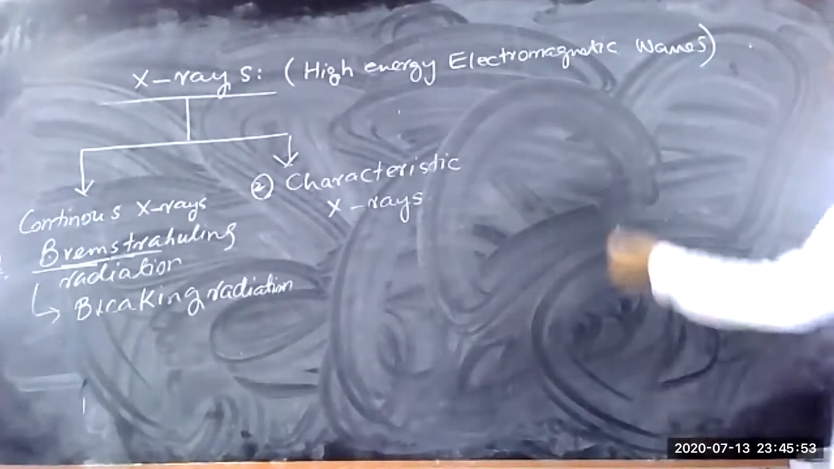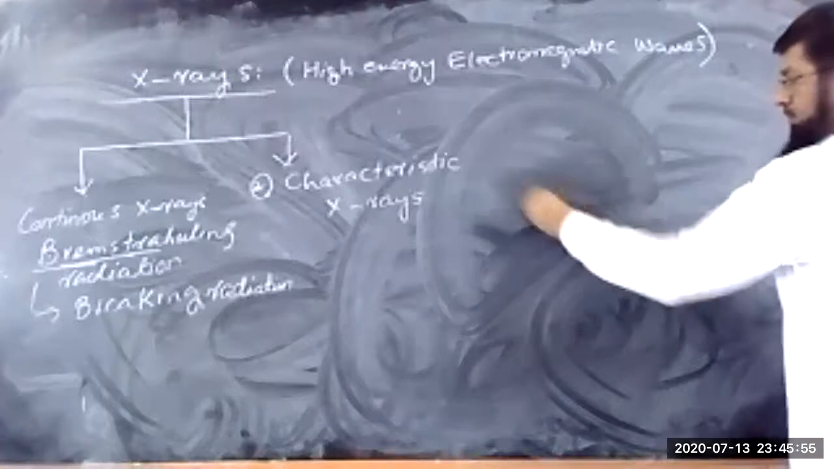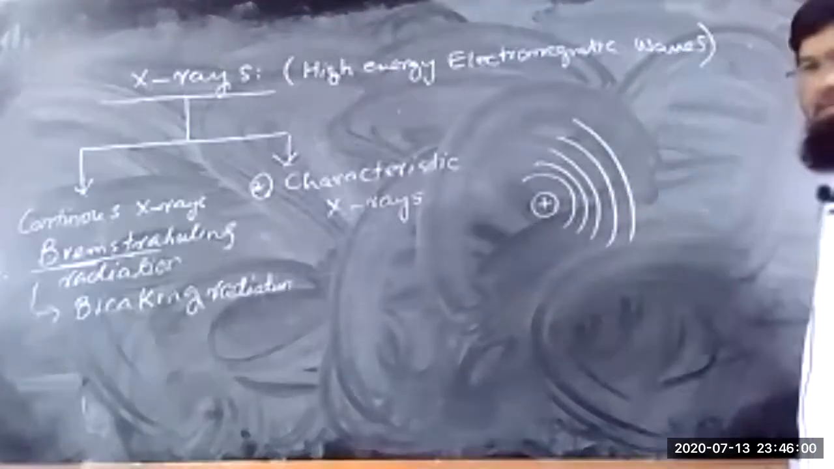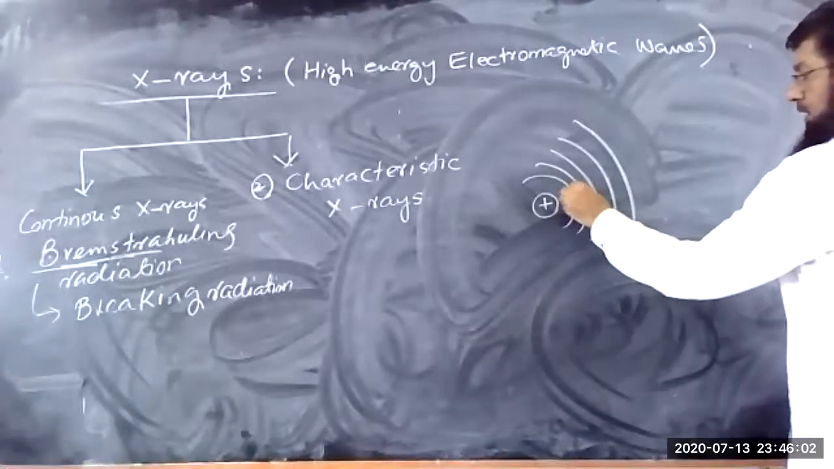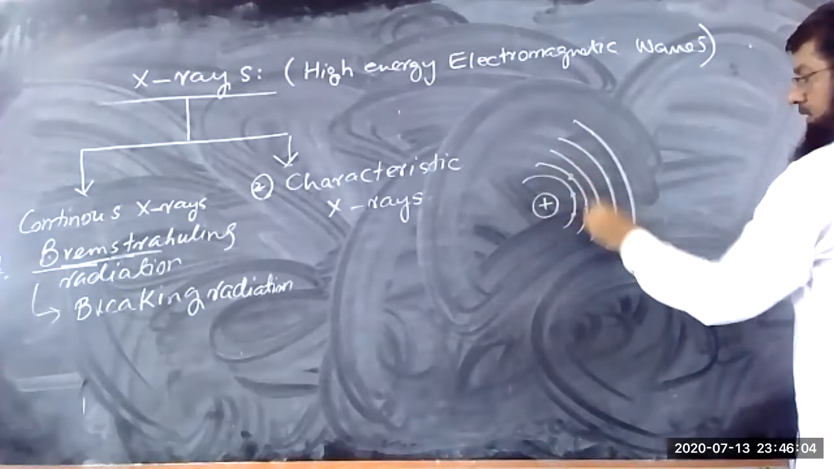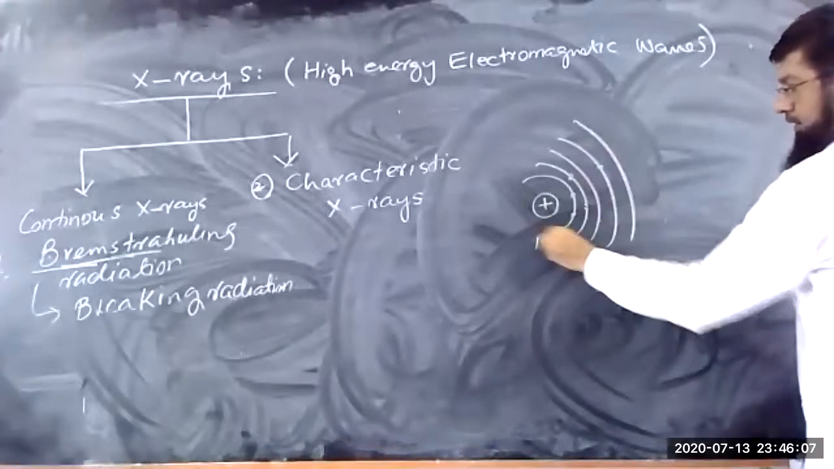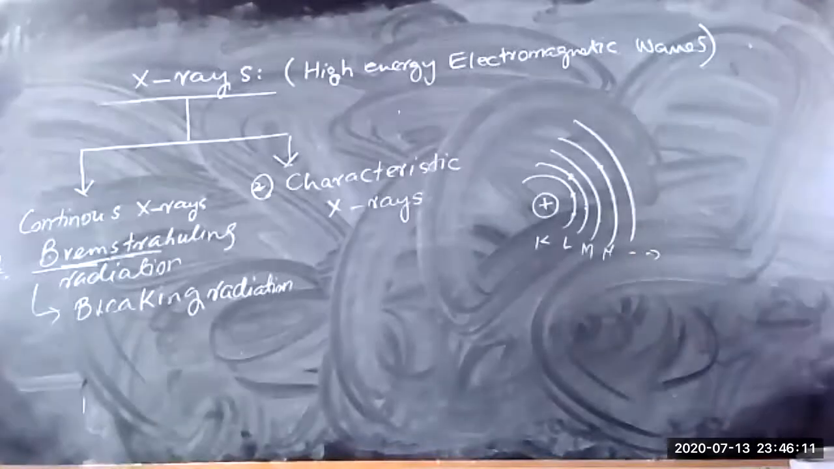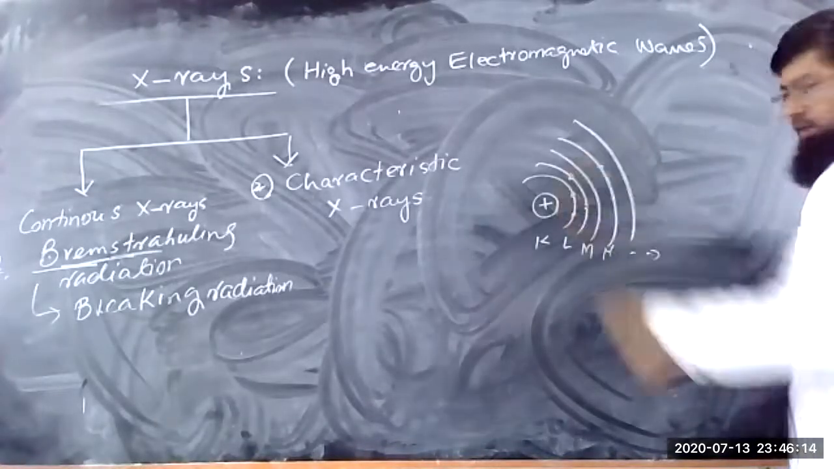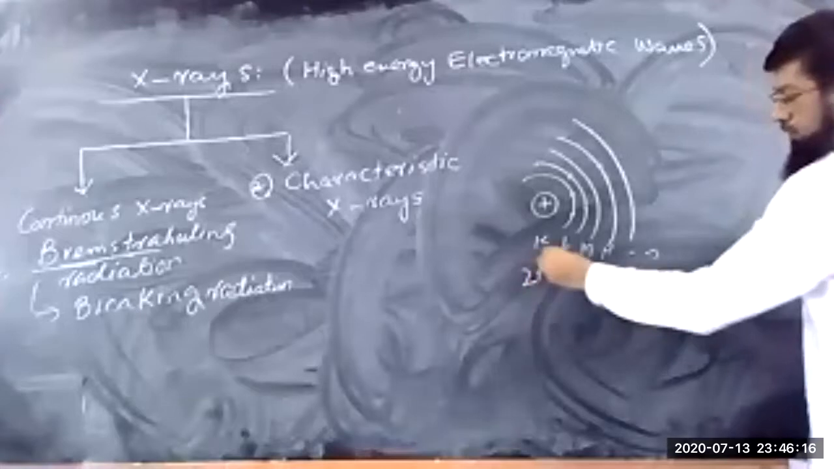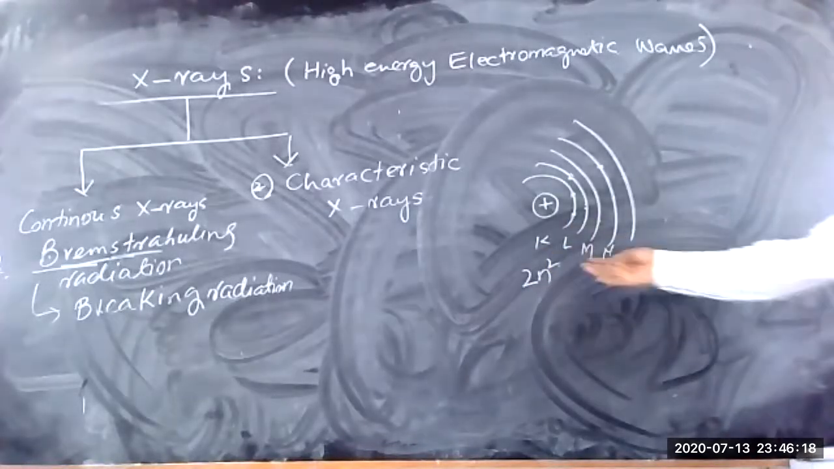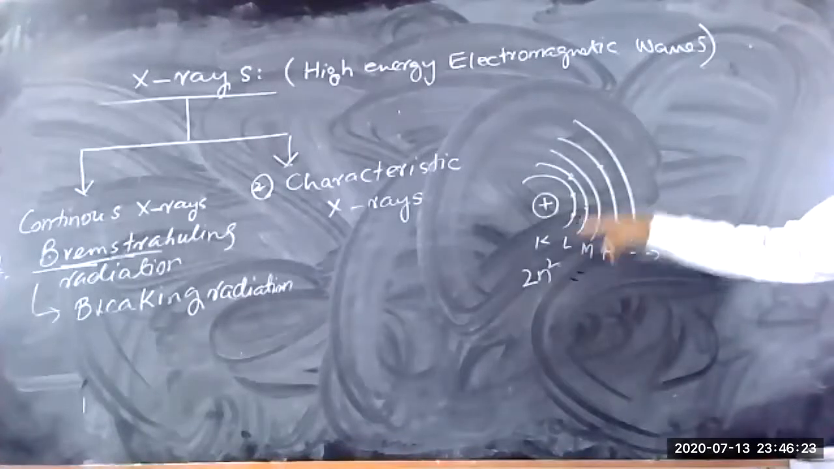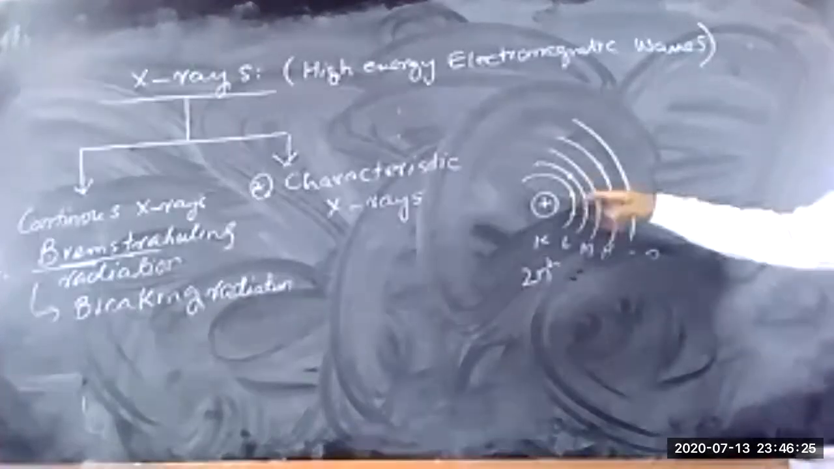Let's say this is the atom and these are the orbitals. The electrons are in these orbitals, in this K shell, L shell, M shell, N shell, and so on. The filling of electrons in each shell follows the formula 2n square, where n is the principal quantum number. It means in the first, K shell, there will be 2 electrons. In the L shell, there will be 8 electrons, and so on.